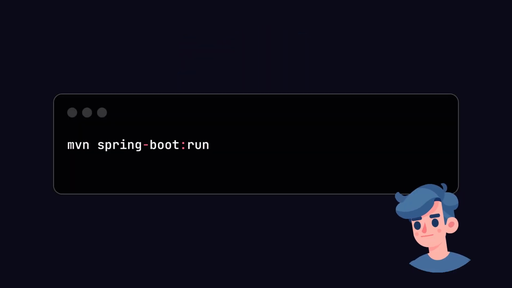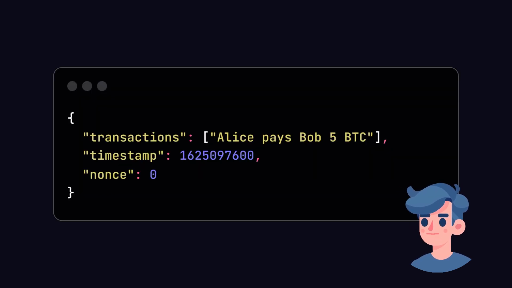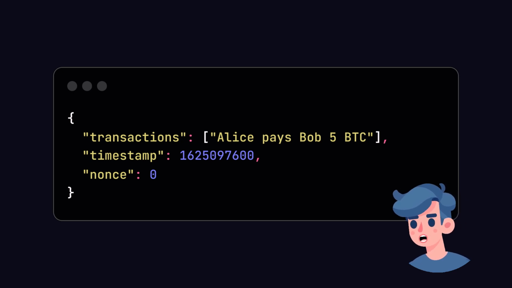Now that we have our API ready, let's test it out. First, make sure your application is running. You can run it from your IDE or by using the command line with mvn spring-boot:run. Next, we'll use Postman or any other API testing tool to check our endpoints. First, let's add a new block.